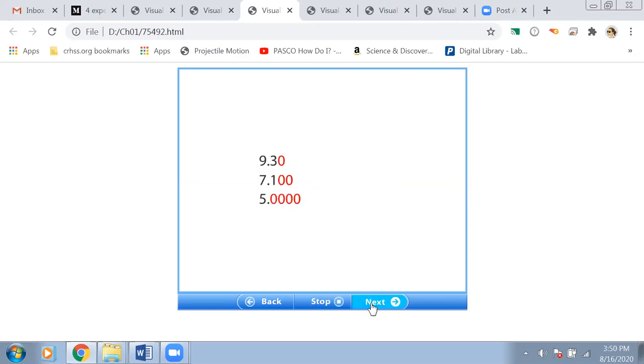Zeros appearing at the end of the number and to the right of the decimal point are significant. These zeros are only written as part of the number when they are significant. Zeros to the left of the decimal place, however, have to be written whether or not they are significant in order to designate their place.